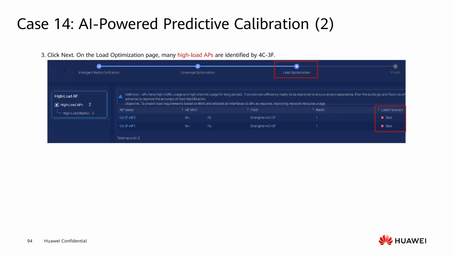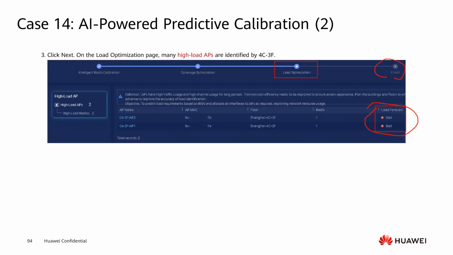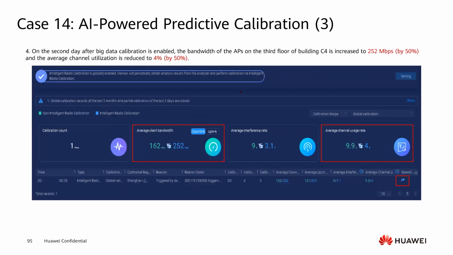And then on the next page, you will find there are some high load APs. It's just detected by the CampusInsight itself. And then you just finish enabling the function. And on the second day, after you enable this function, you will find it just optimizes the network by the CampusInsight itself.